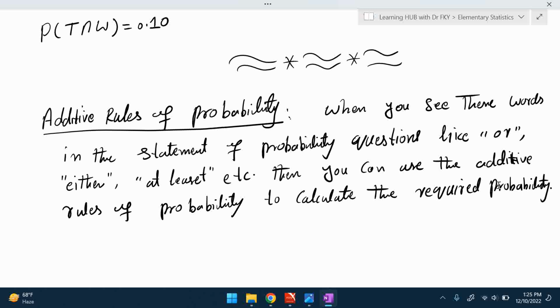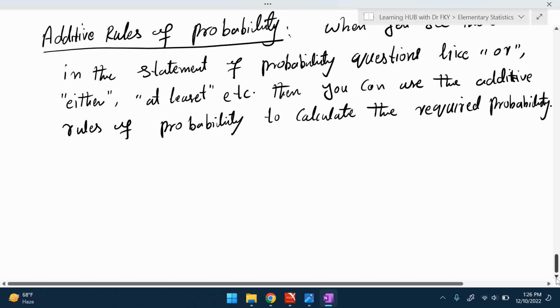Or if they are asking to calculate the probability of either event A or B, in that case you can use the additive rules of probability. Or calculate the probability of at least one of the events, maybe two events or three events, that depends on the problem. In these cases you can use the additive rules of probability. Now what is the additive rules of probability?